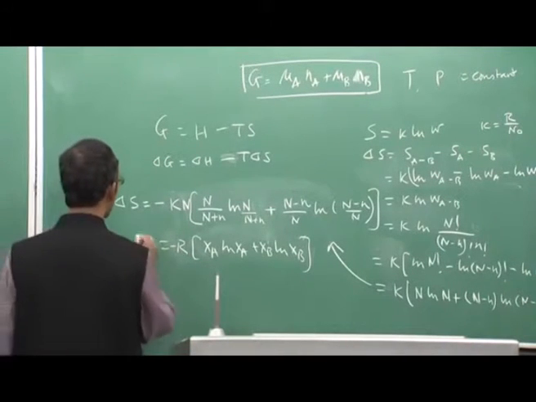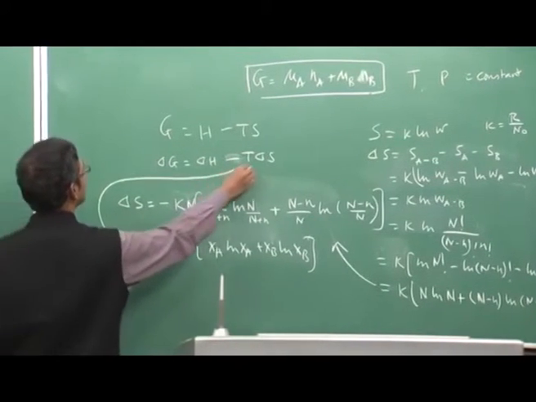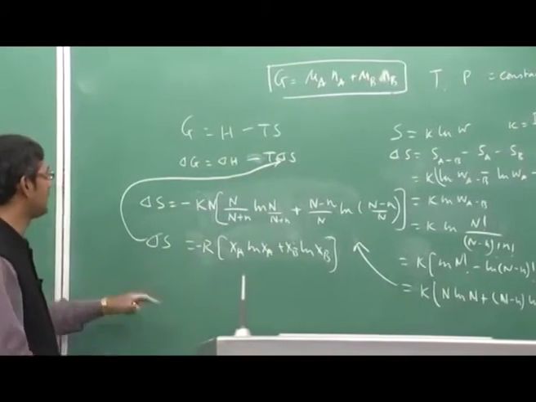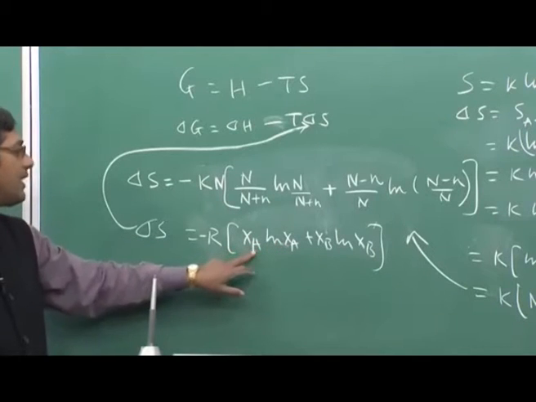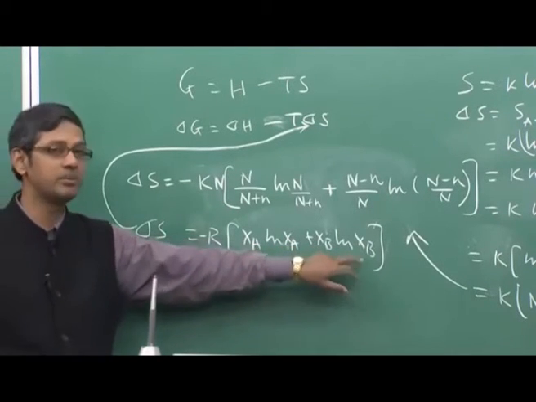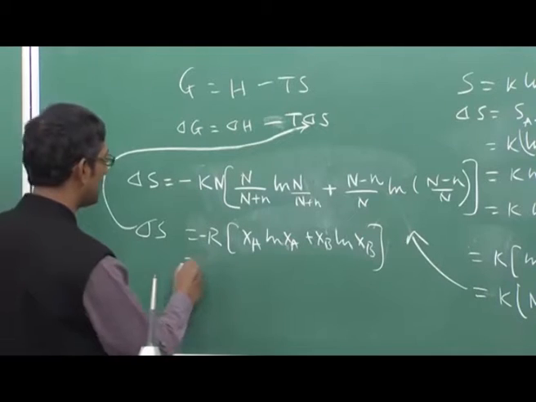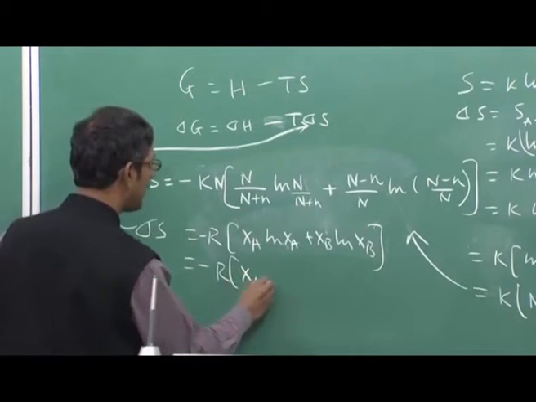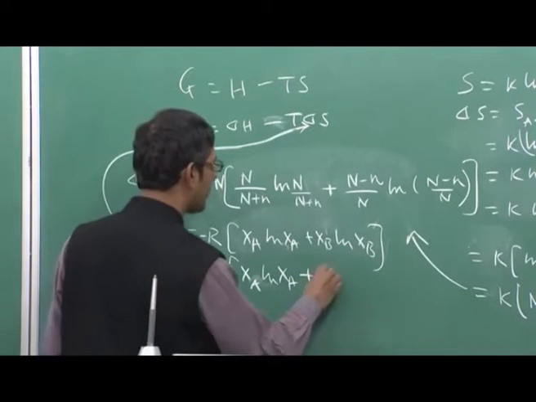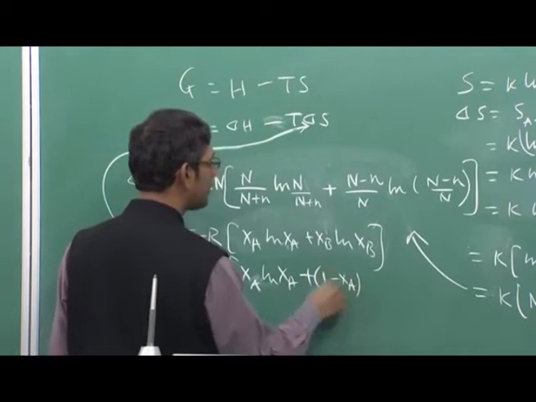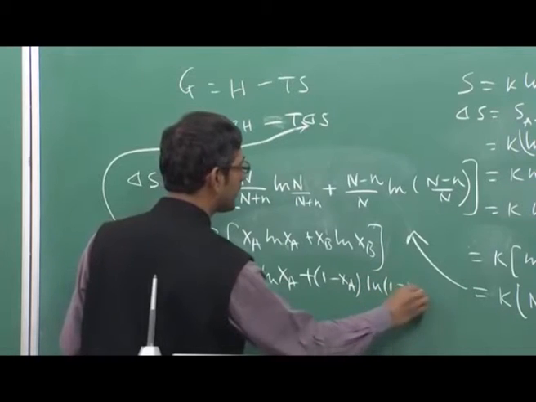So now this has to be replaced here. If I replace this one, this is xA ln xA plus xB ln xB, or we can write down minus R [xA ln xA plus (1 minus xA) ln (1 minus xA)], because xB is 1 minus xA.